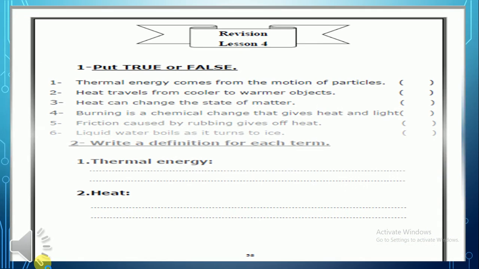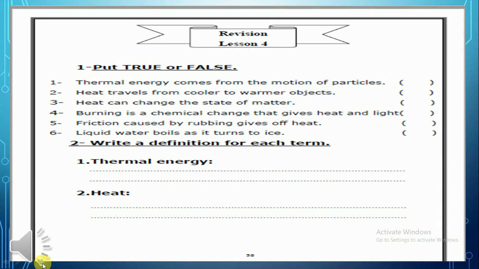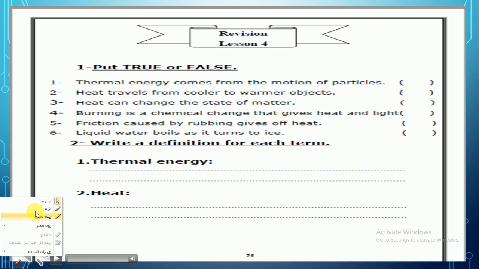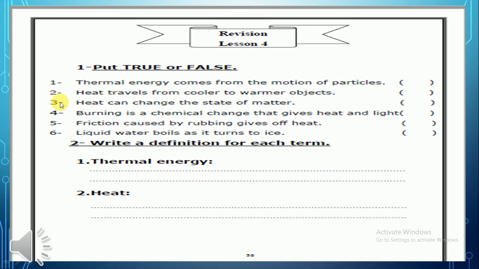Okay guys, so let's move to page 58 in the booklet and we're going to answer some questions. Number 1, true or false? Thermal energy comes from the motion of particles. What do you think? True or false? Can you tell me? Yeah? True. Excellent. Good job.